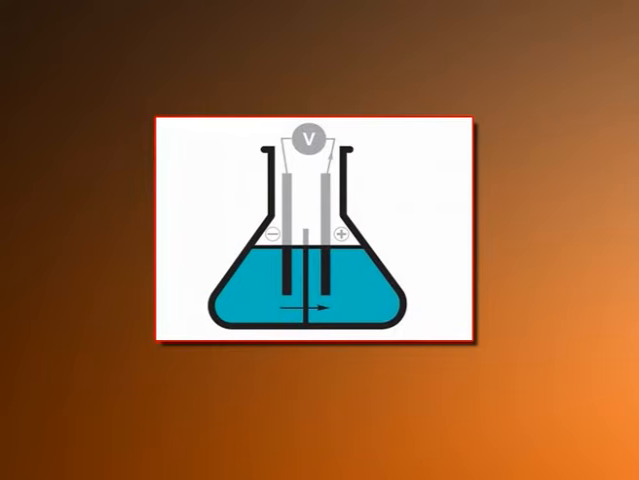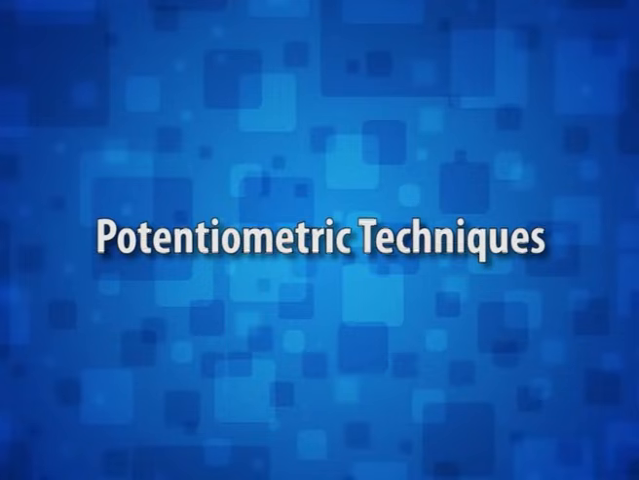The electrode which responds to the analyte is referred to as the indicator or working electrode, while the other electrode is referred to as the reference electrode, which is of constant potential and is independent of the properties of the solution or analyte in solution. Let us now learn about the potentiometric analytical techniques and potentiostatic analytical techniques in detail. We first begin with potentiometric techniques.